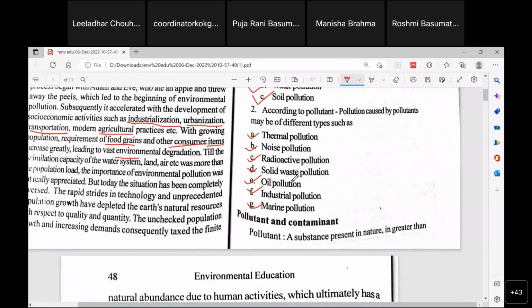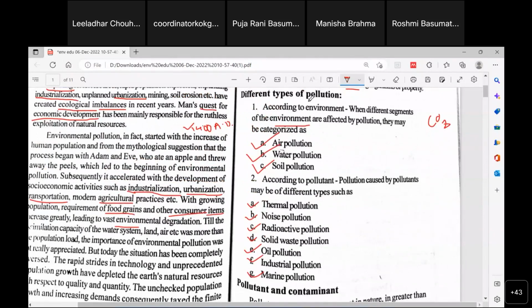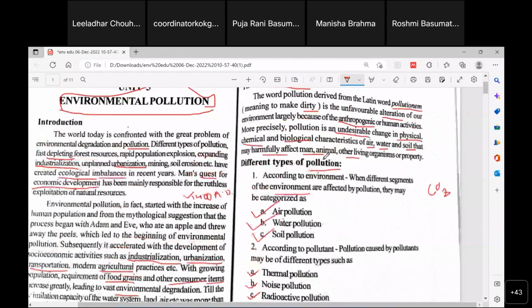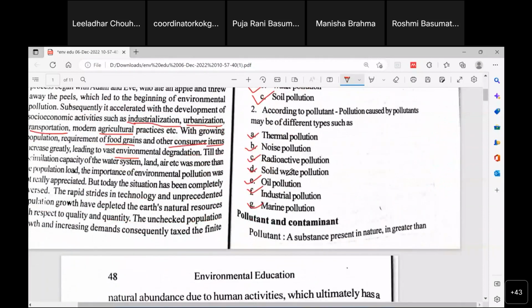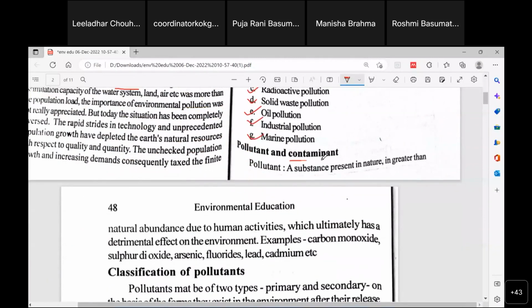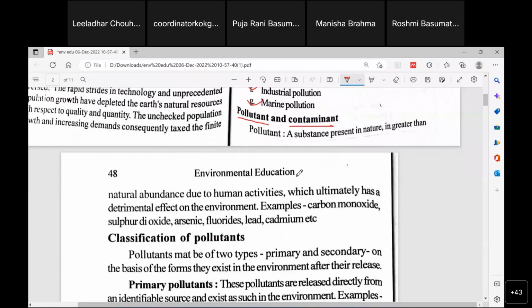So here again, as we discuss different types of pollution in this chapter on environmental pollution, one student should remember that there is a word called contaminant and there is a word called pollutant. In the exam they ask to define or distinguish between pollutant and contaminant. So first of all, what is a pollutant? A pollutant is any substance present in nature greater than natural abundance due to human activities, which ultimately has a detrimental effect on the environment. So that is called a pollutant.